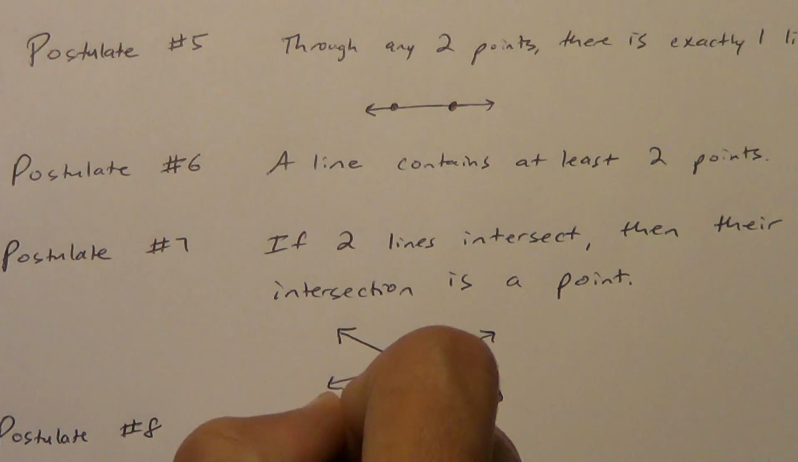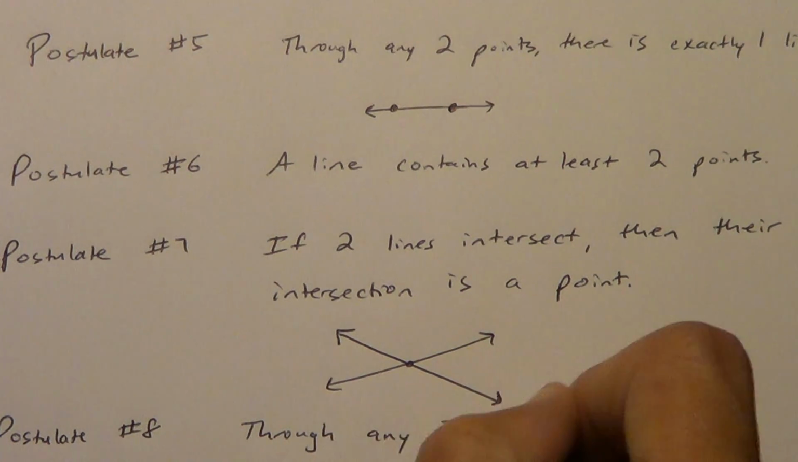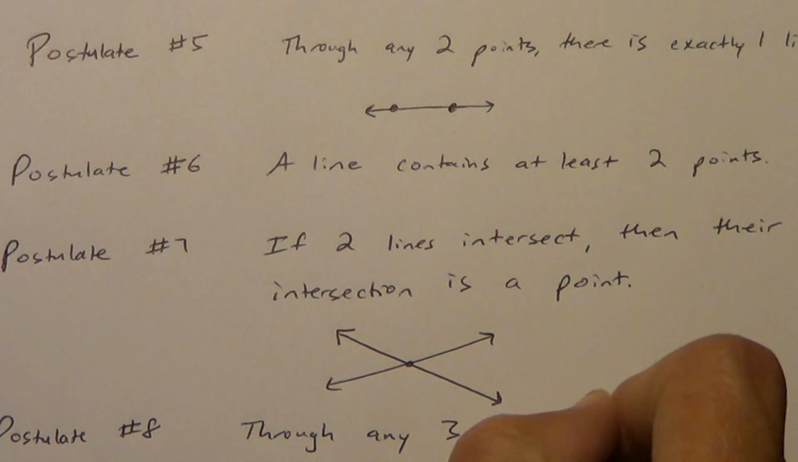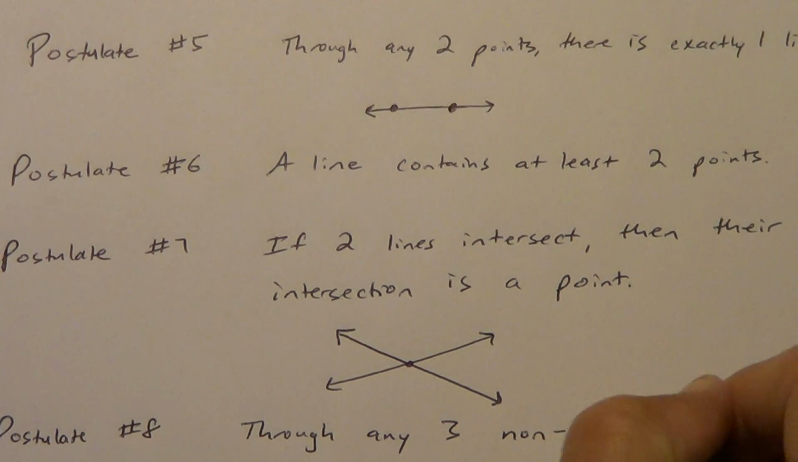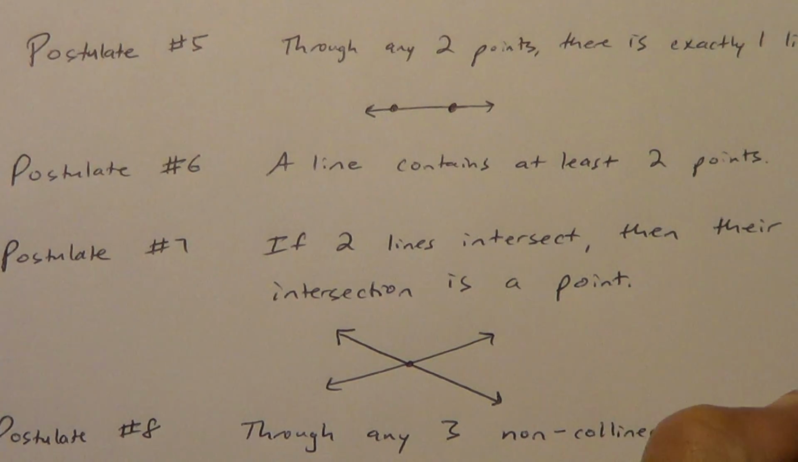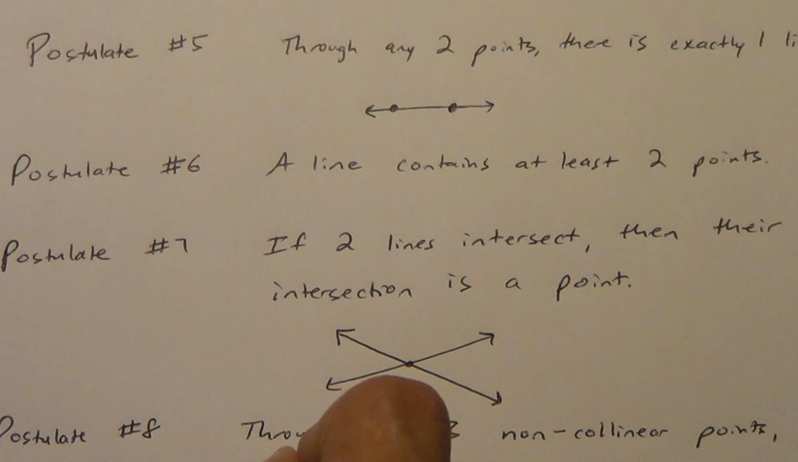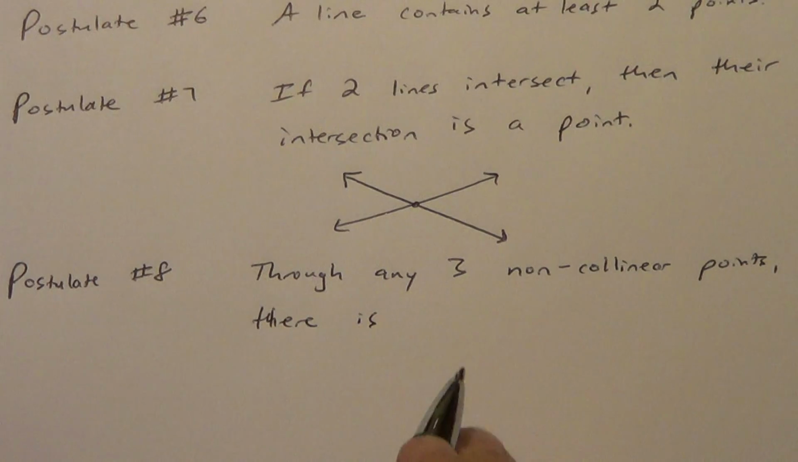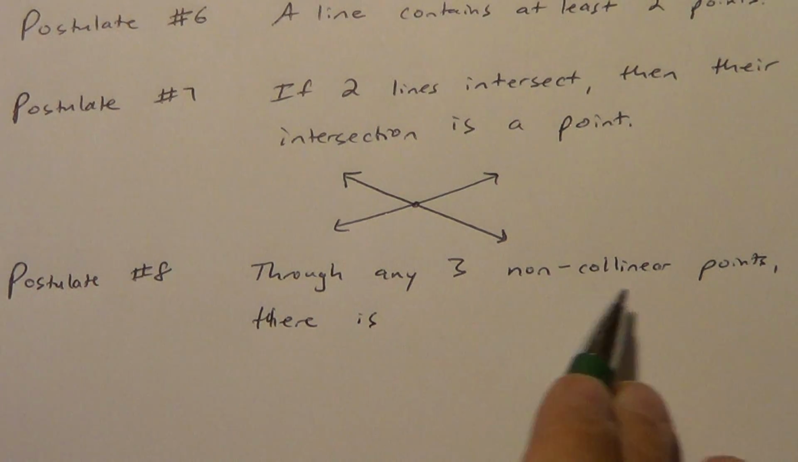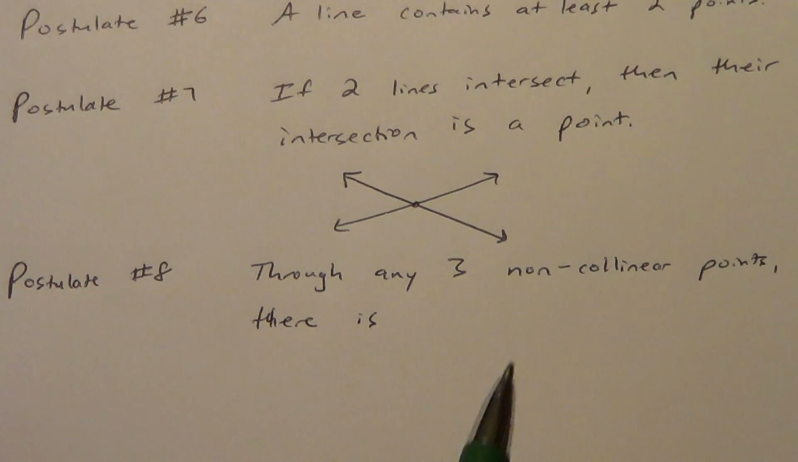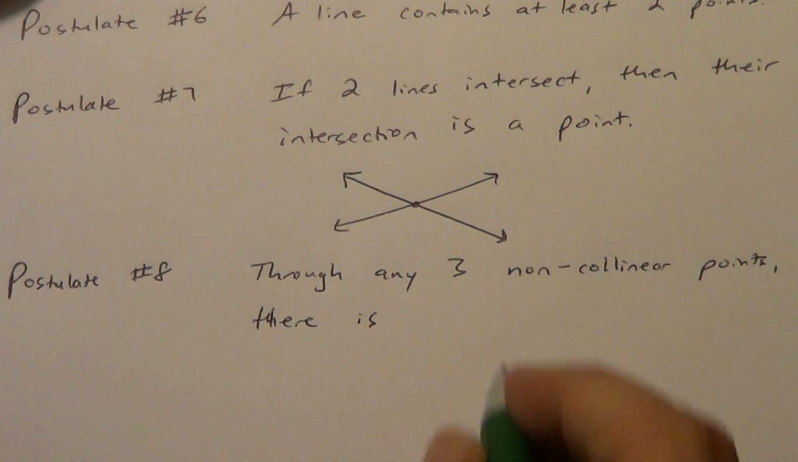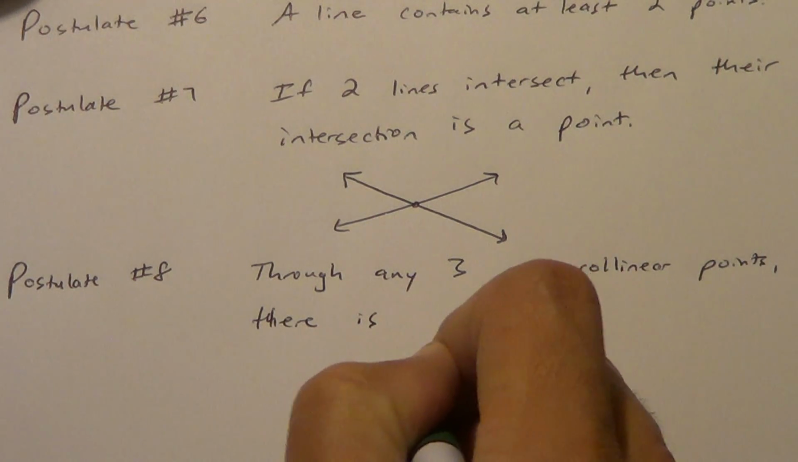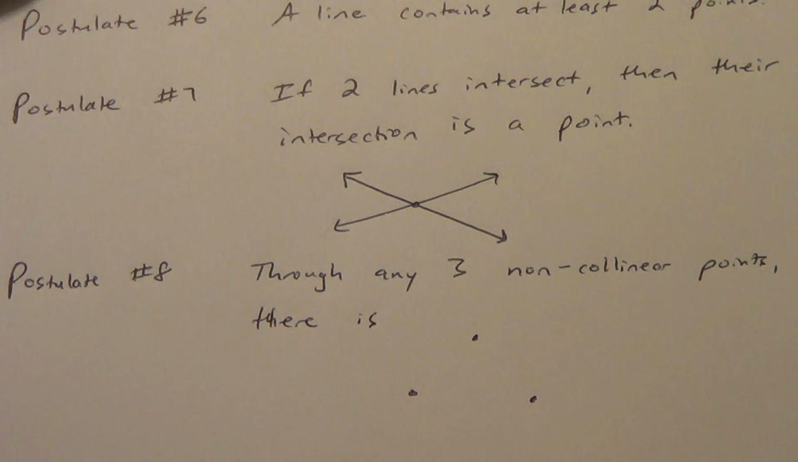Through any 3 non-collinear points, there is... all right, let's think about that. Remember, non-collinear means not on the same line. Collinear means on the same line. So through any 3 non-collinear points, so 1, 2, 3.